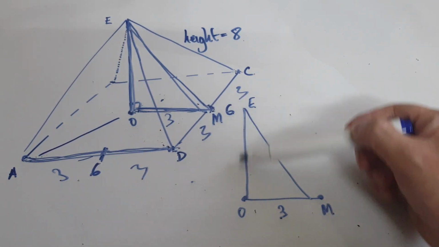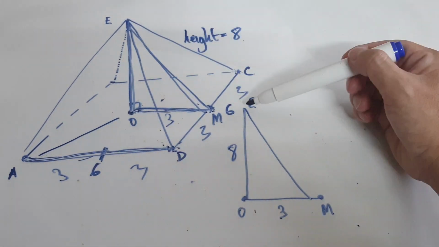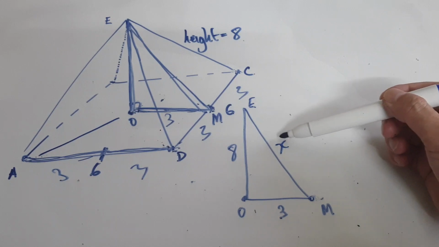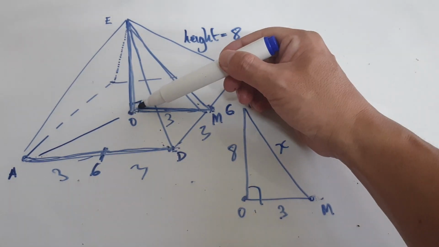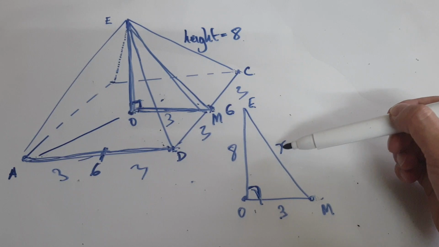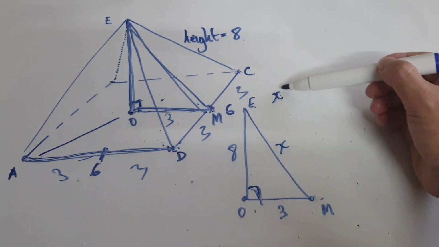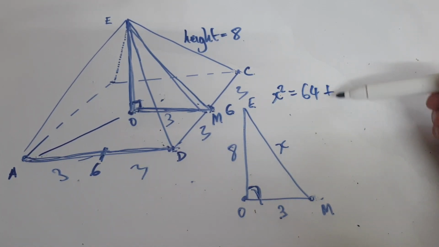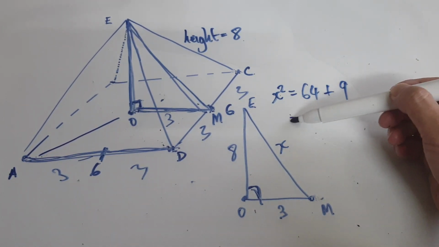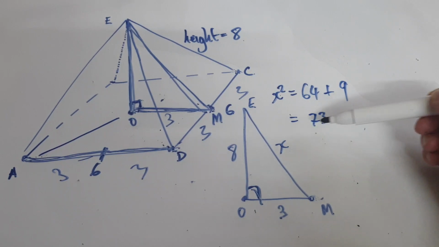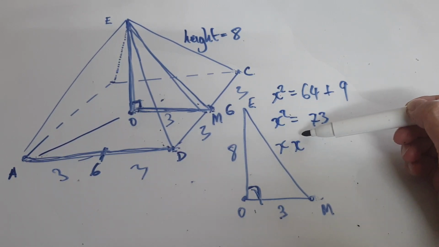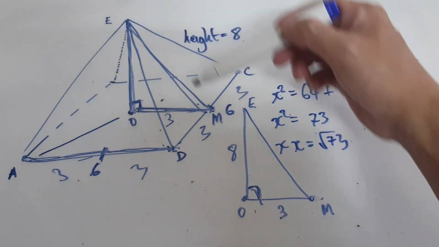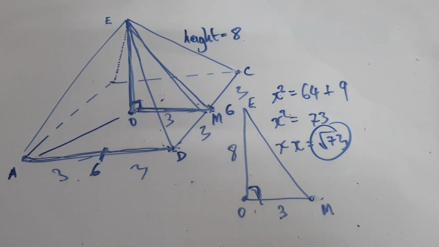The height of the pyramid is 8. And we want to find EM. So we want to find this x here. Now use Pythagoras. The right angle is here. Use Pythagoras to work out x. So x squared equals this thing squared, 64, plus this thing squared, which would be 9. Adding the two together will give you 73. So x equals root 73. So EM is given by root 73. Okay?